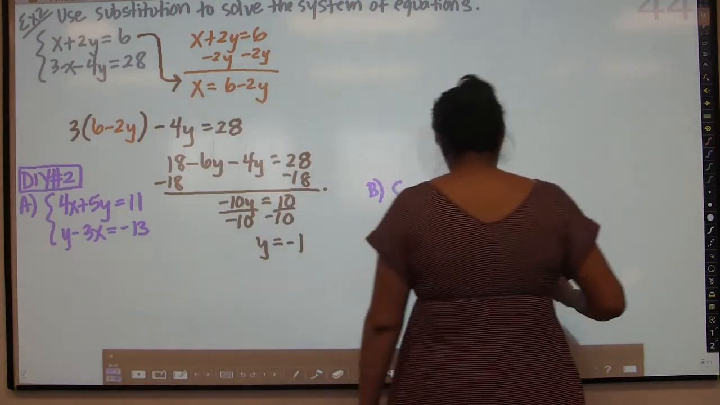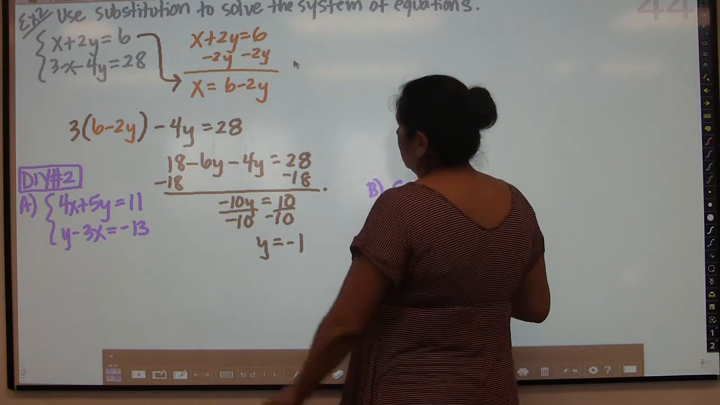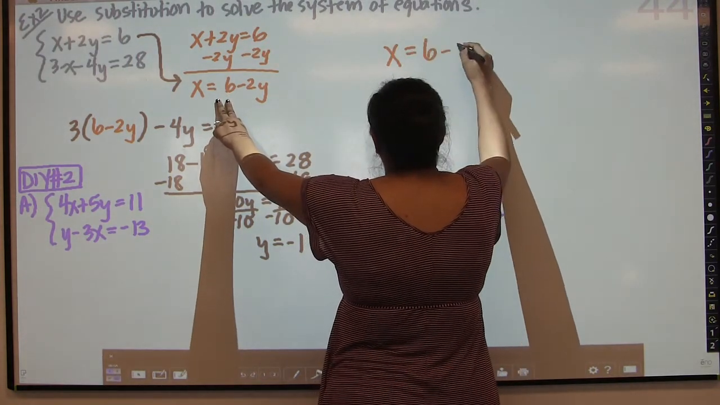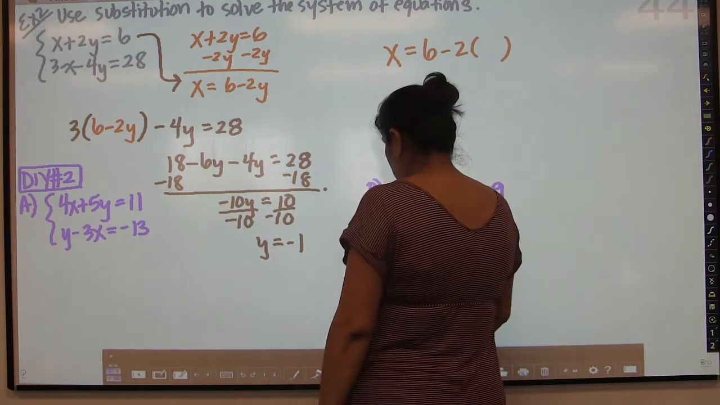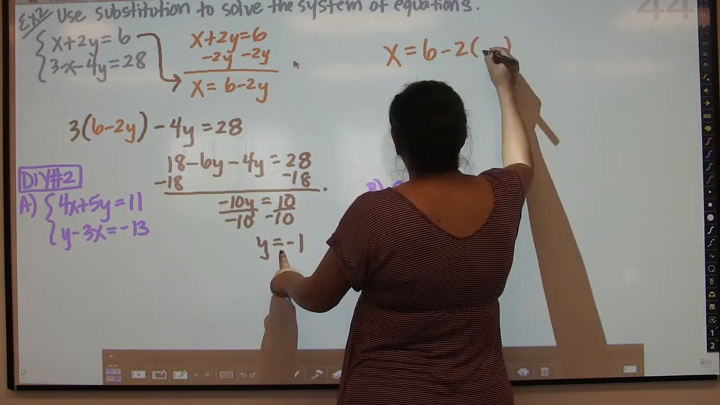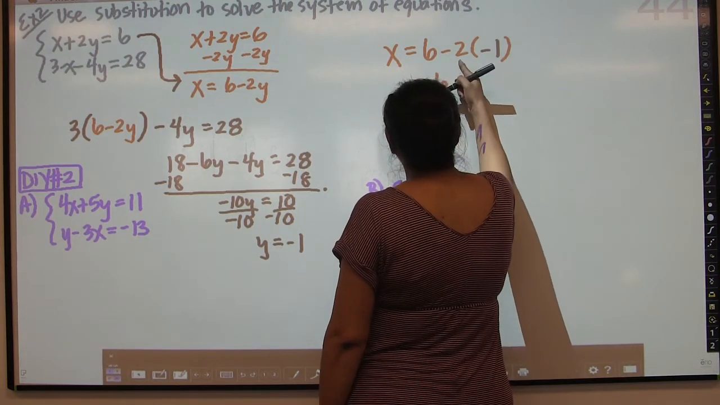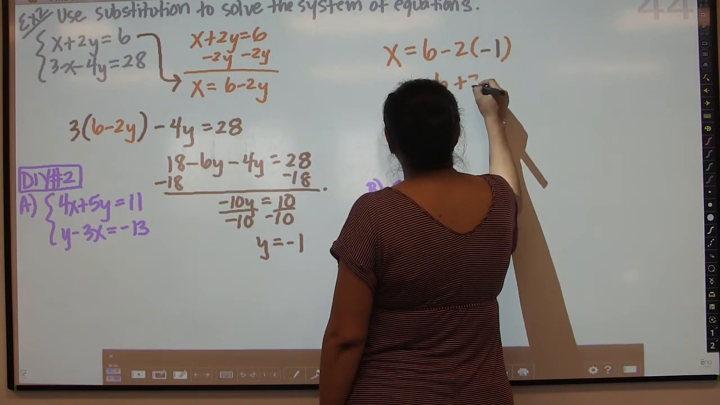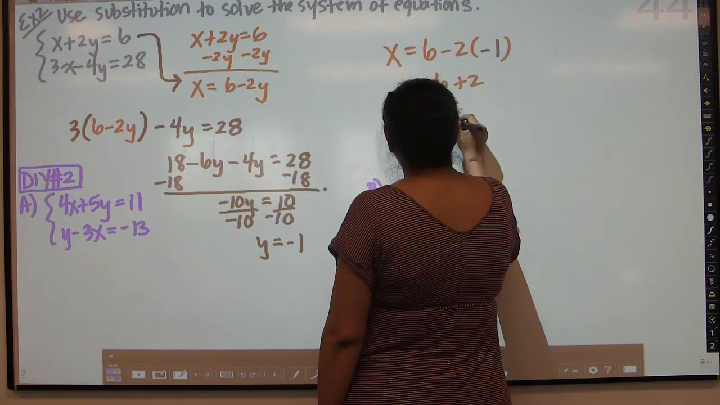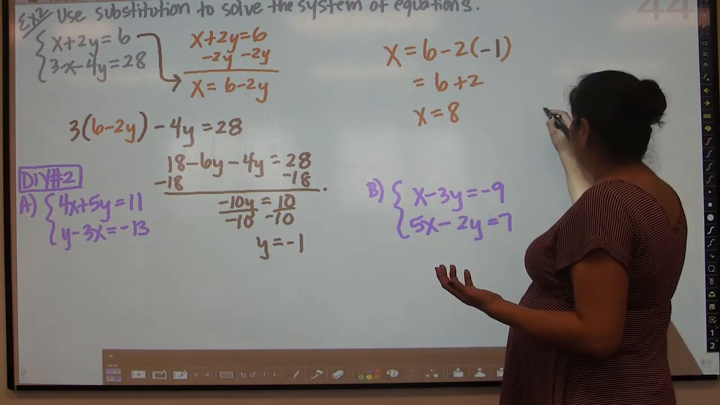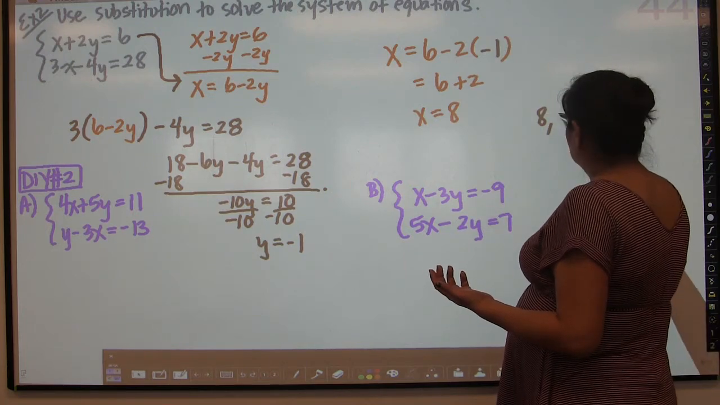Now that I know that y equals negative 1, I can go to my first equation, which is that x equals 6 minus 2y, and I can replace the y with the negative 1. Negative 2 times negative 1 is positive 2, so x equals 8. Write my solution as an ordered pair. X variable goes first, y variable goes second.